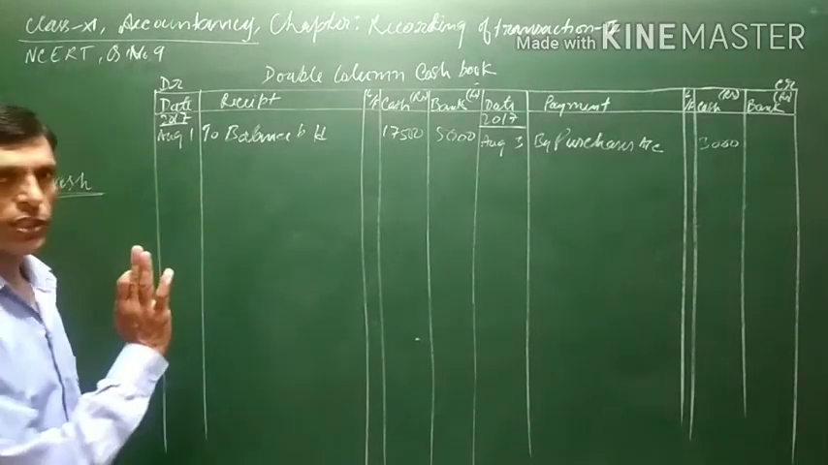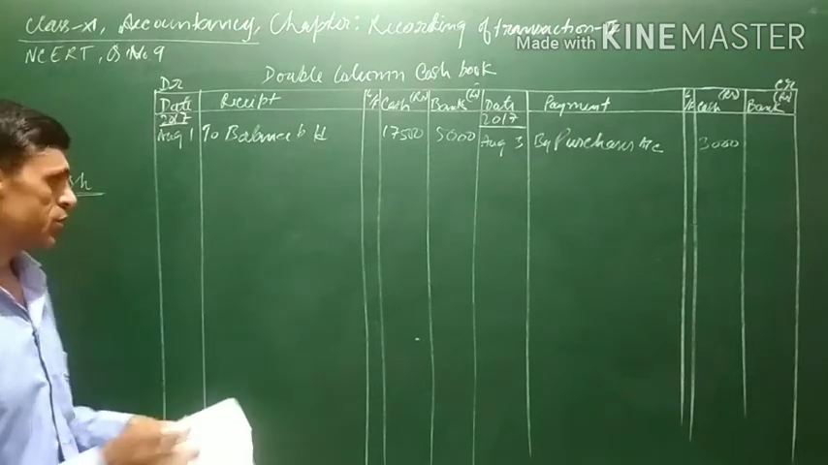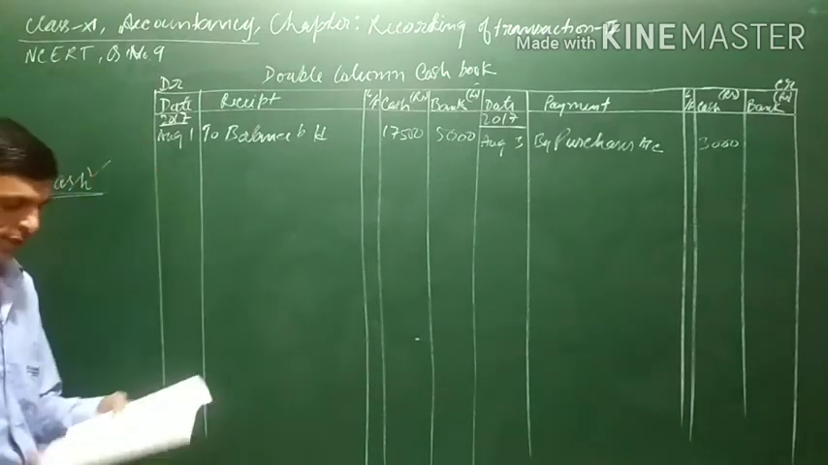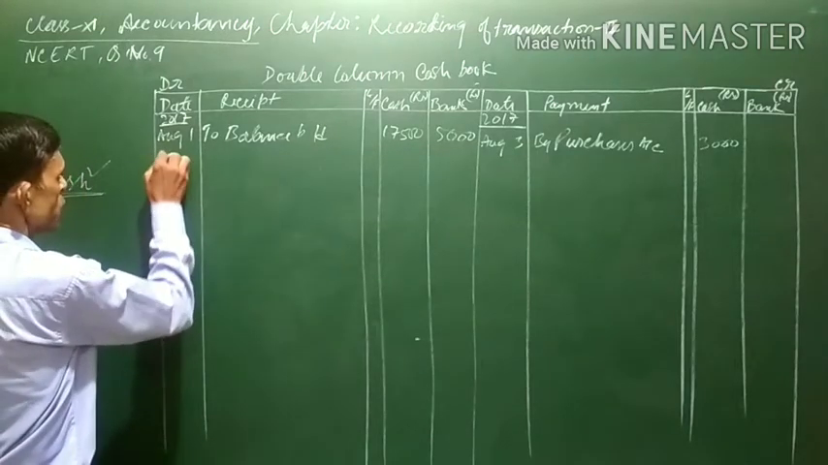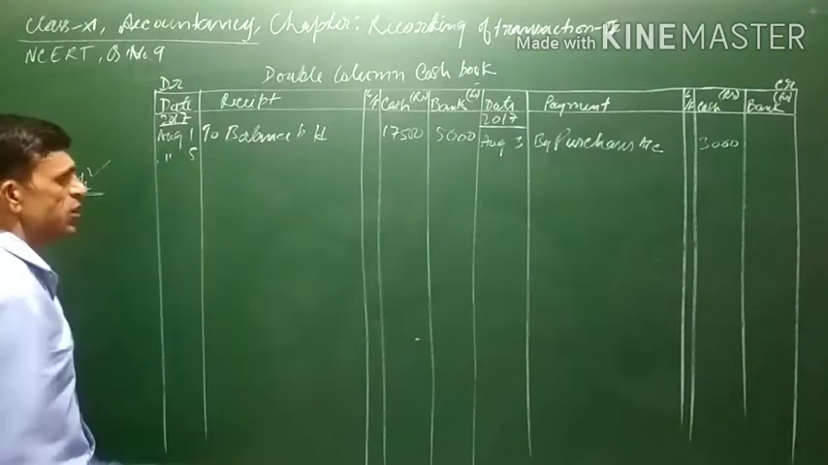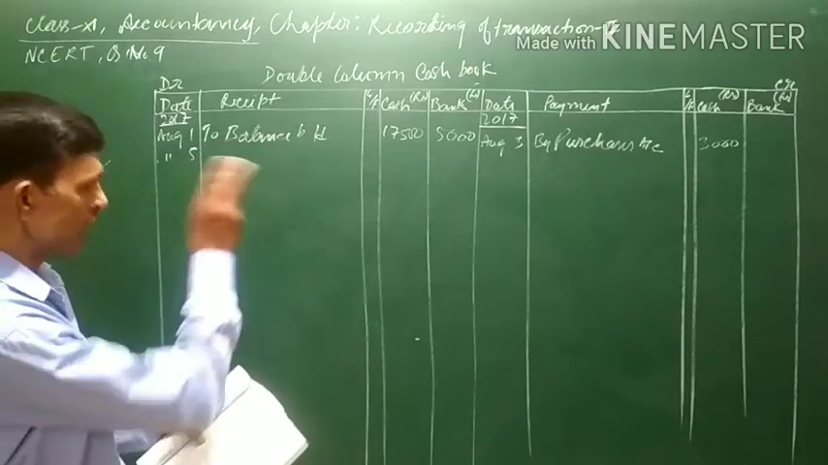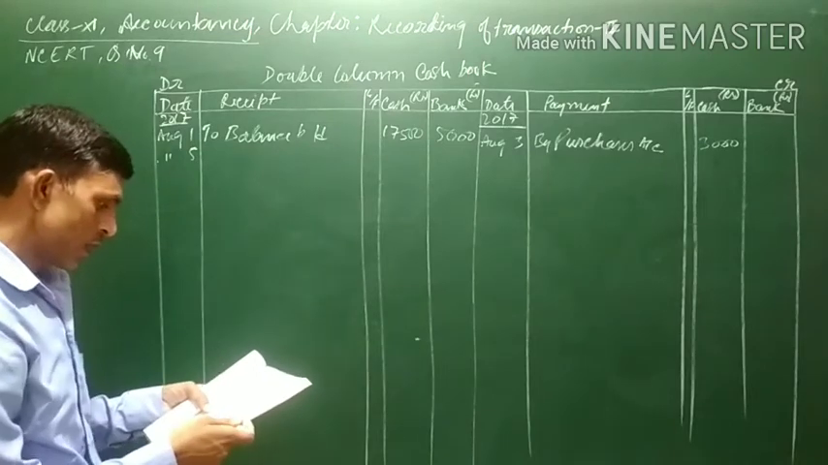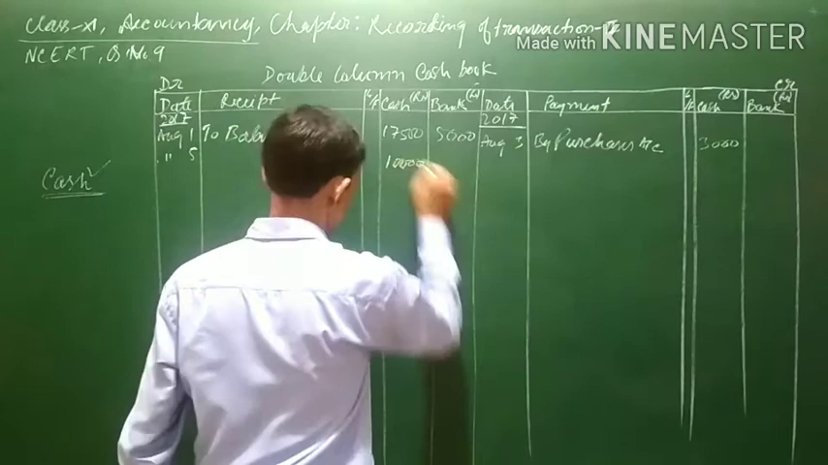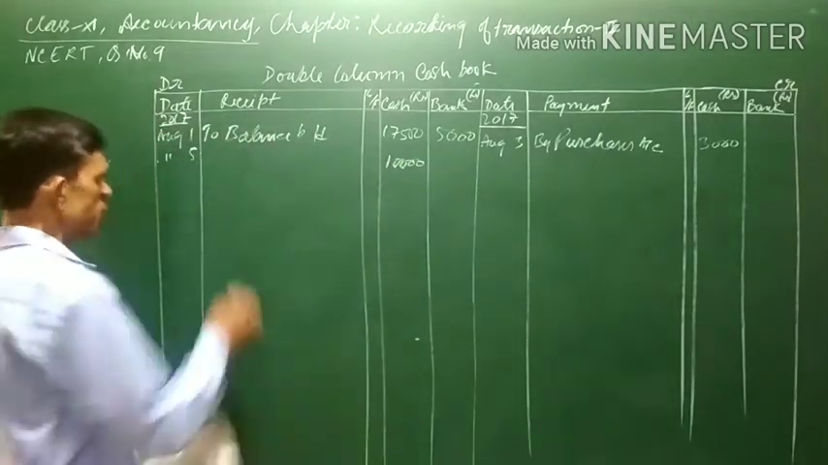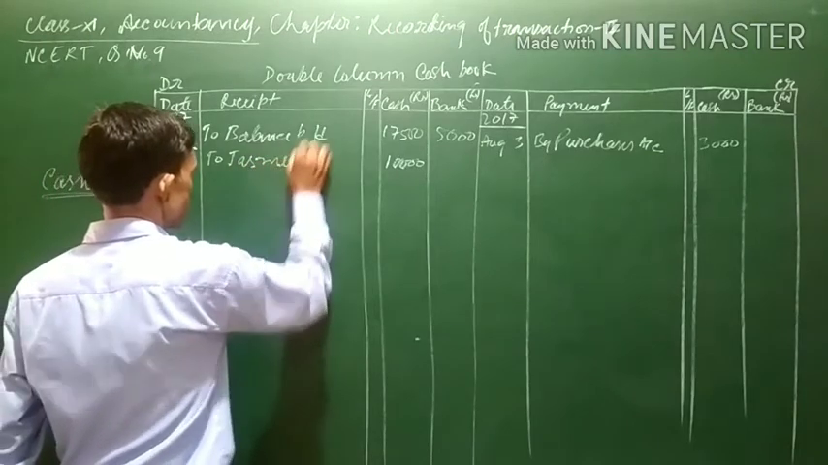Simply, it is treated as cash received. It means if a check is received and it is not deposited into the bank the same day, it is treated as if cash is received. So on 5th of August, the check is received, so we will be treating this as cash received, and it will be written in the cash column, that is the receipt column. And the amount received is 10,000. And this check is received from Jasmeet. So we will be writing here To Jasmeet account.